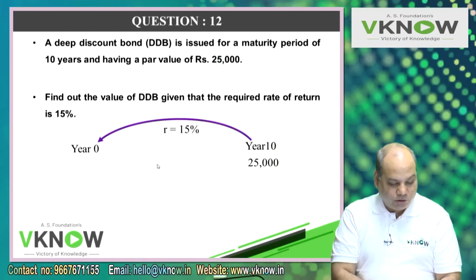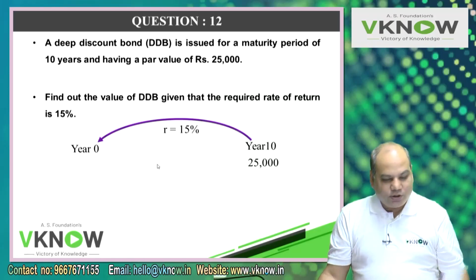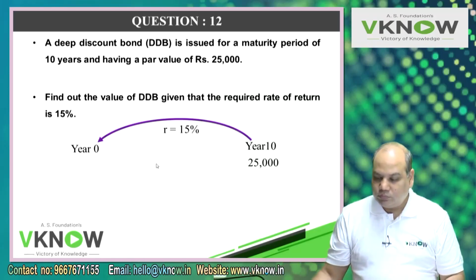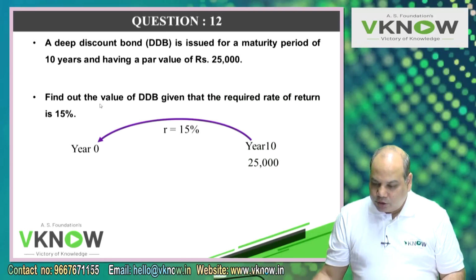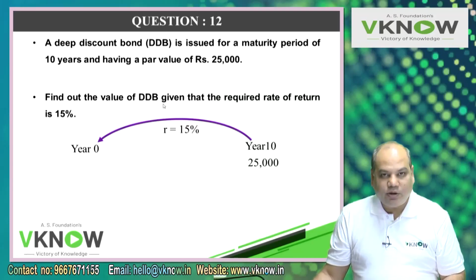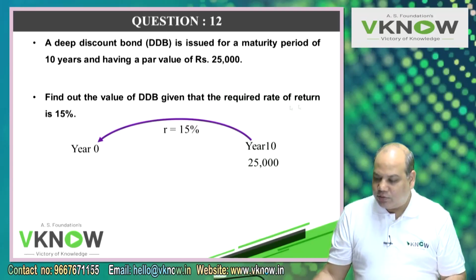So now we will solve question number 12, 13, 14. So ready for 12 number? Solve in the book only or in your notebook. A deep discount bond is issued for a maturity period of 10 years and having a par value of 25,000. Find out the value of DDB given that the required rate of return is 15%.